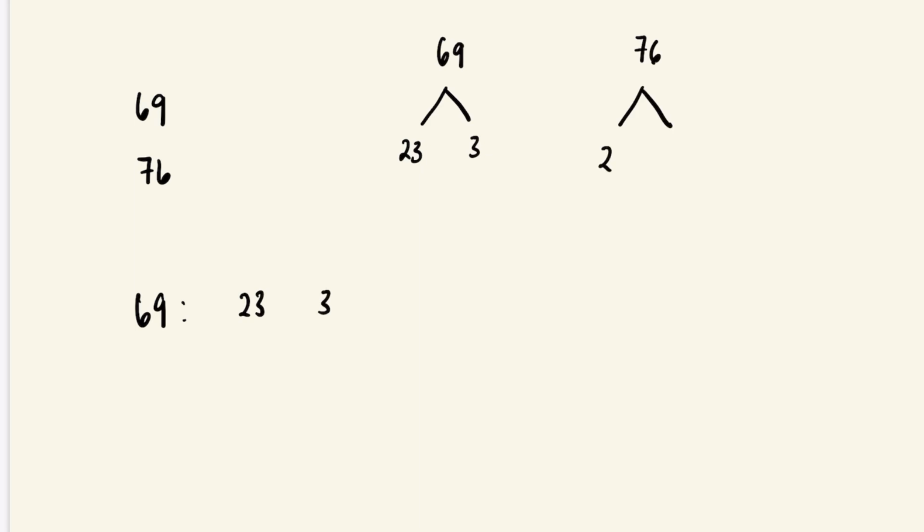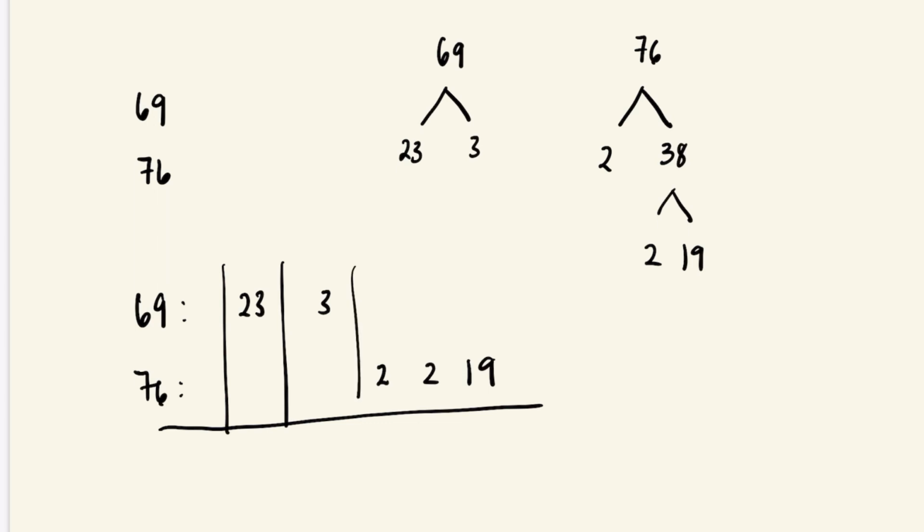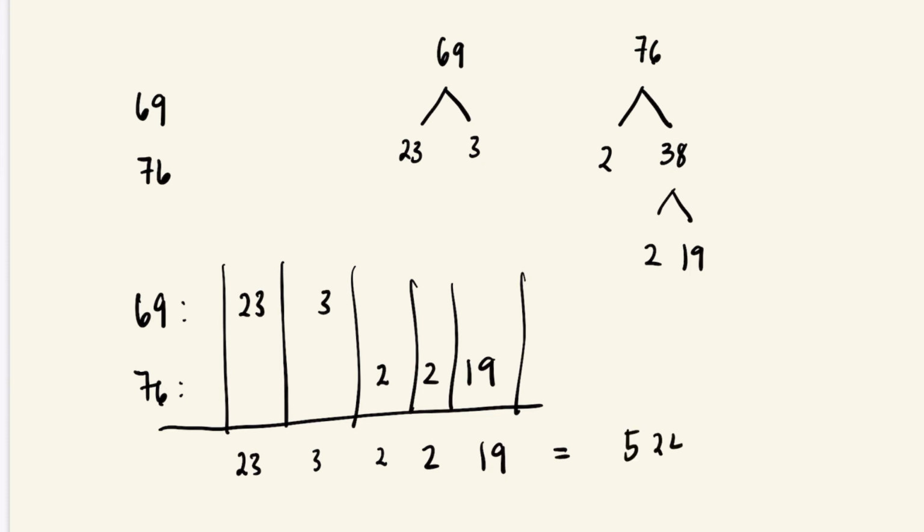We can divide this by 2. So, 2 times 38. So, that's 76. 38 is not yet prime. So, we can divide that again. So, you can have 2 times 19. And 19 is already a prime. So therefore, your 76 here is two 2s and 19. So you bring them down. So you have 23 times 3. You have 2 times 2 times 19. The answer is 5,244. 69 times 76. Pila? 5244. So the answer is 5,244.